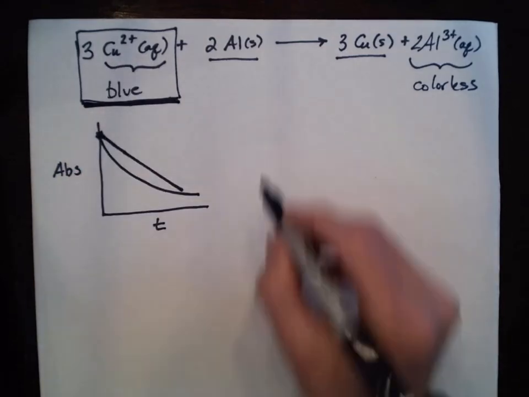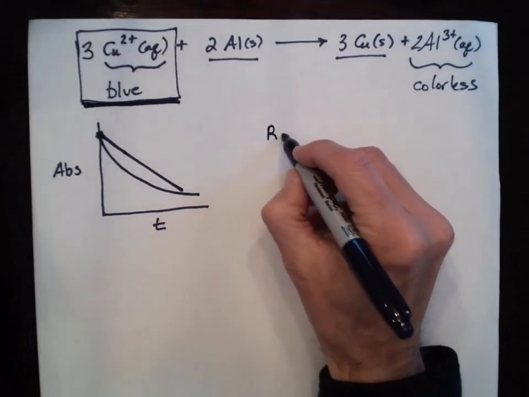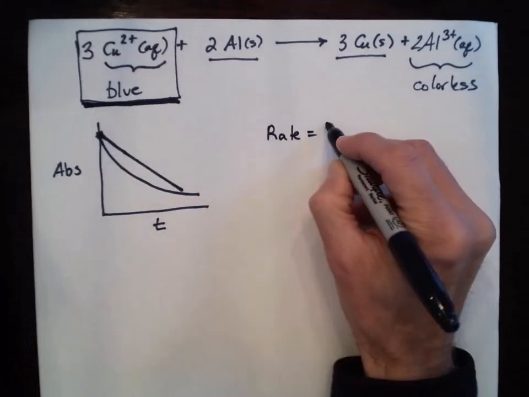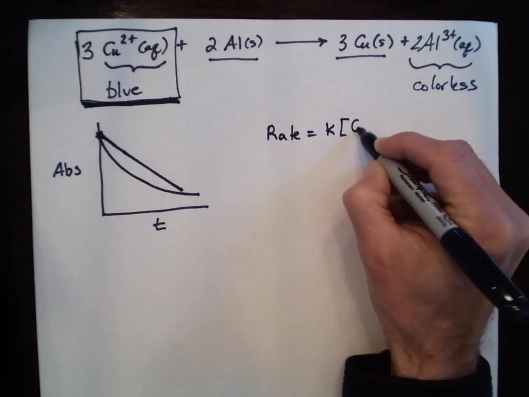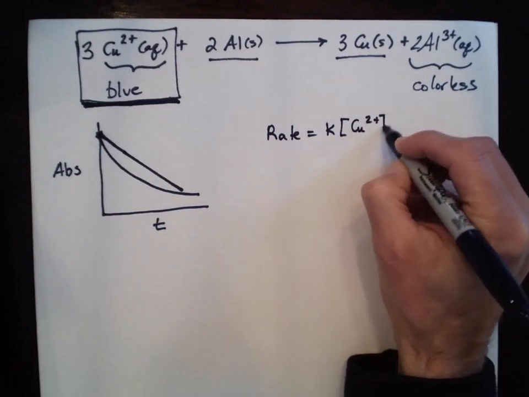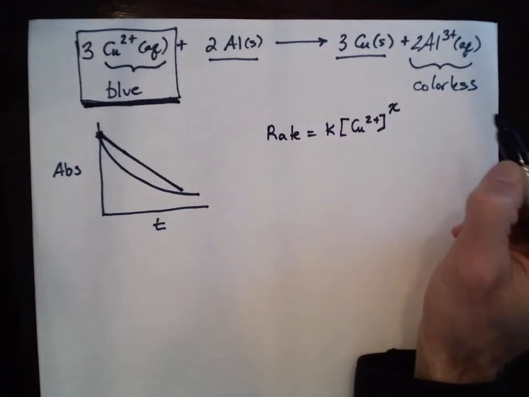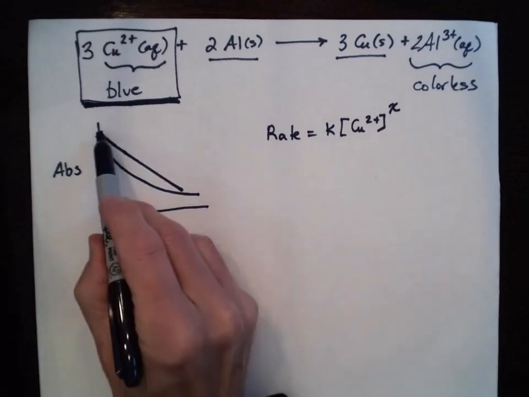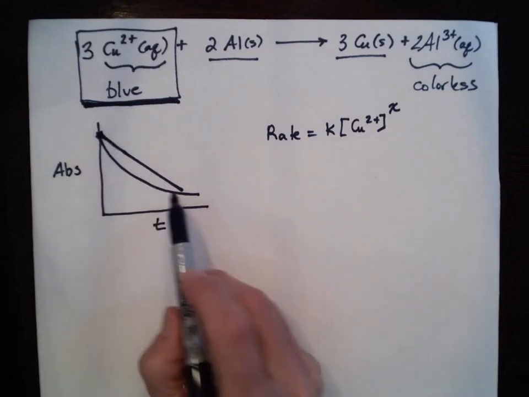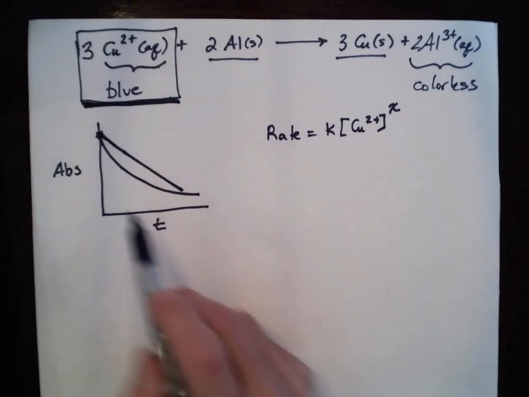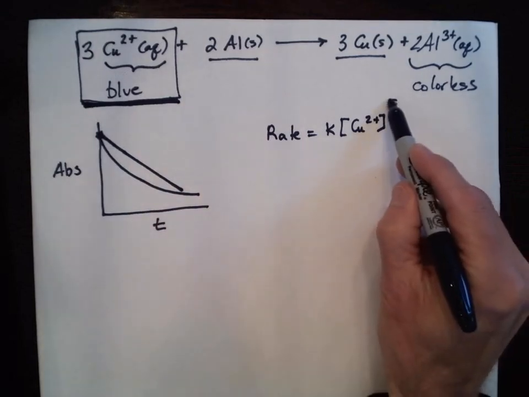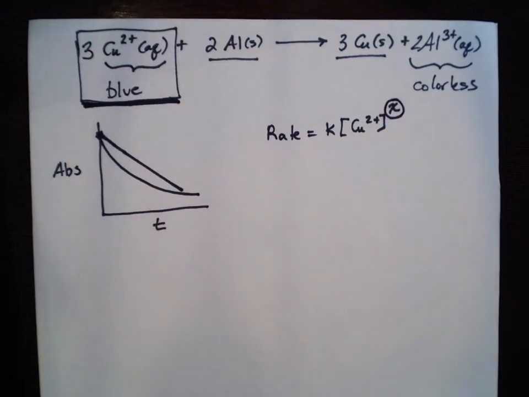of the rate equation, with respect to the copper 2 ion. So let's just say we know that the rate for this equation happens to be equal to k times the concentration of copper 2 raised to some power x. What I'm trying to say here is that analyzing this data, how the copper changes with time, will allow us to find the value of x.